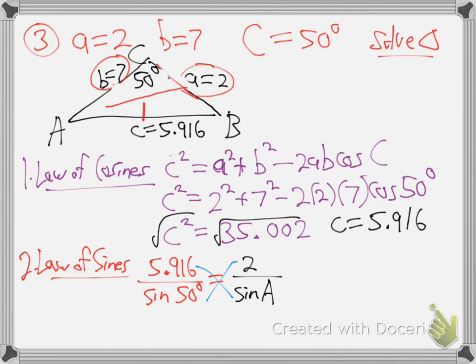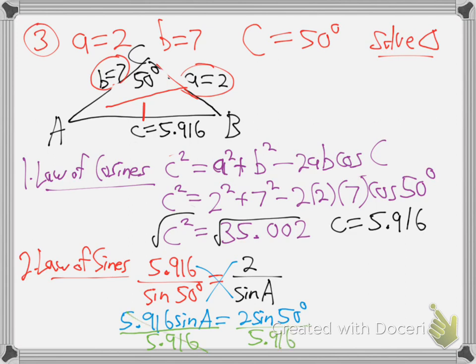Diagonal, diagonal. And so I'll get 5.916 sine A is 2 sine 50. Diagonal, diagonal. And then I want to get sine A alone. So I'm going to come in here and divide by 5.916. Cancels out. So bring it up here.